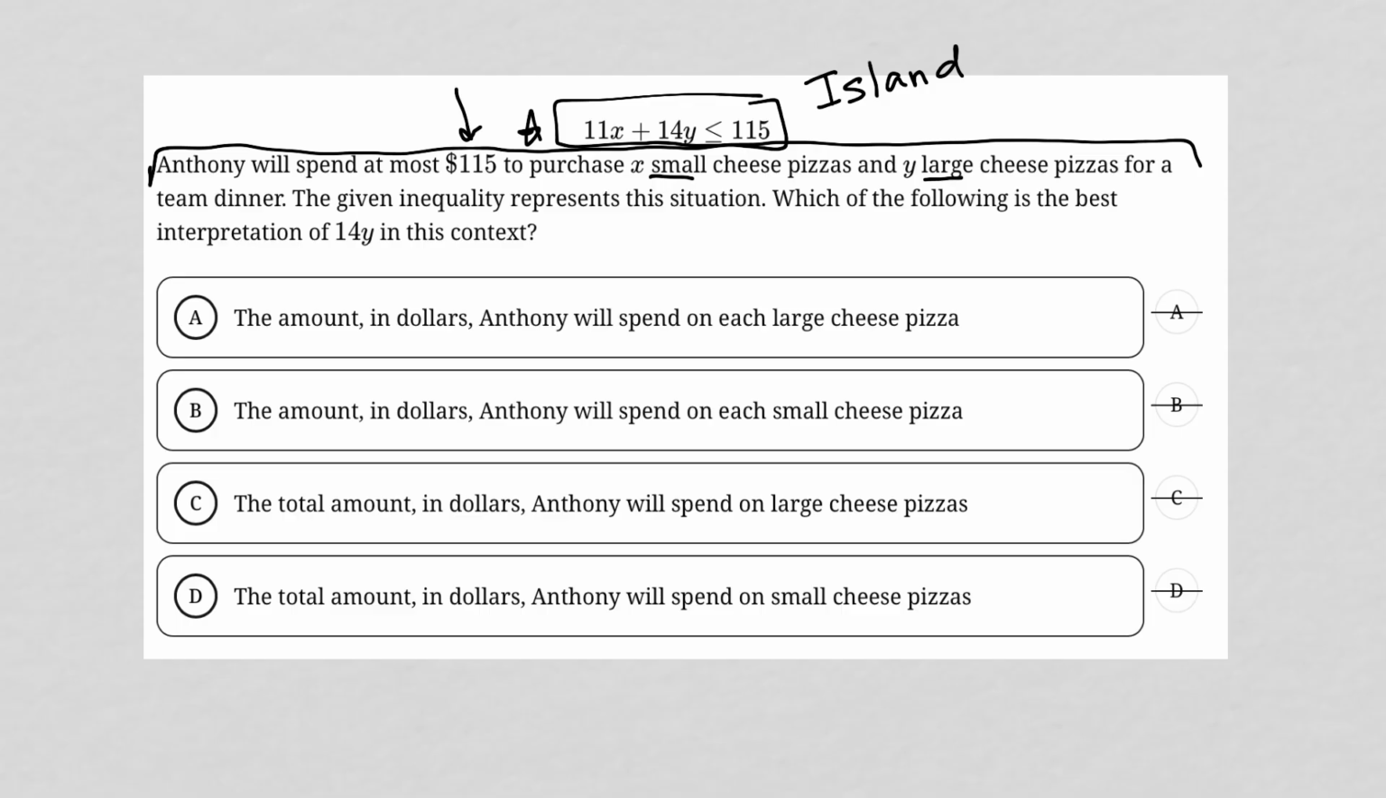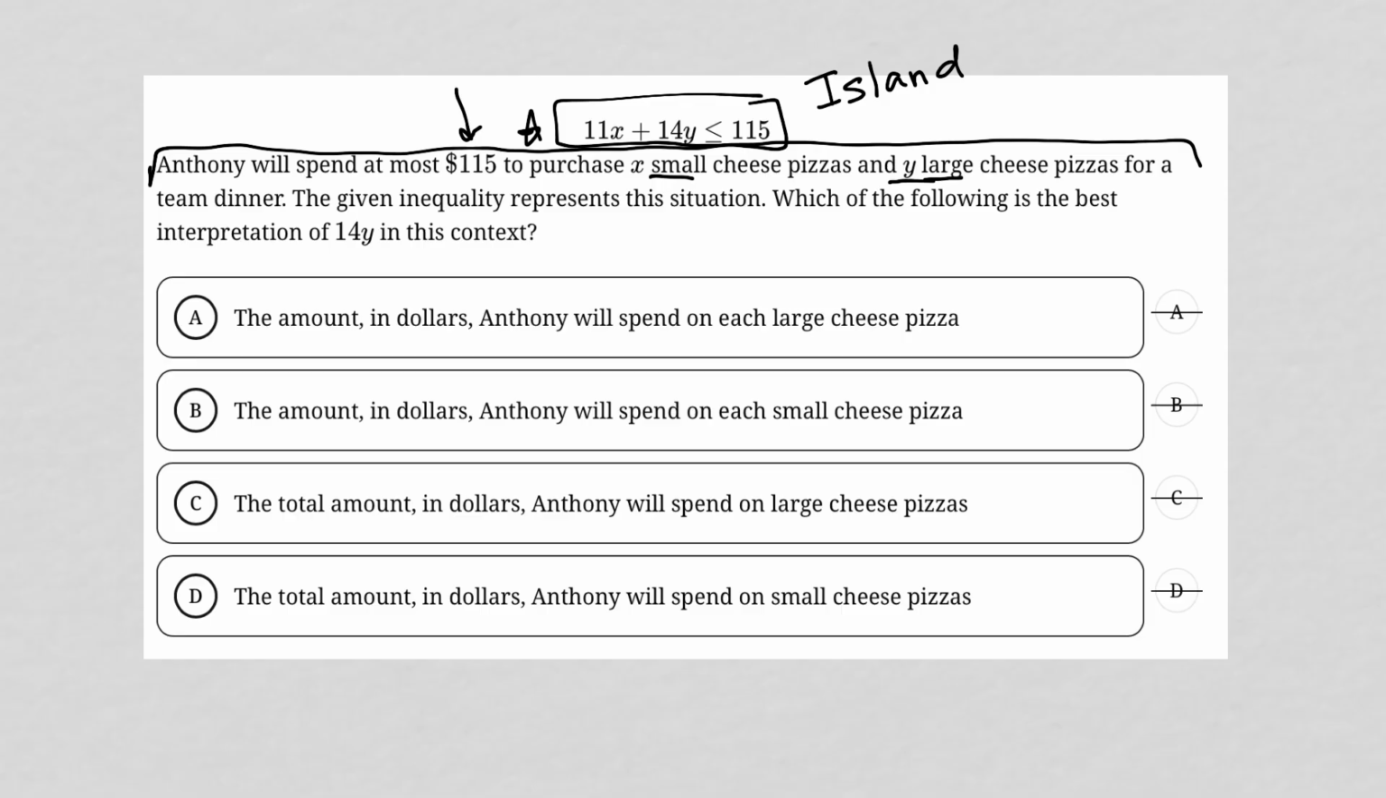Well, we know that y represents large pizzas, so our answer has to involve large cheese pizzas. That's for sure, because x involves small cheese pizzas. But how about the 14? Because everything in this inequality has to do with money, the 115 is the dollar amount that is the cap Anthony will spend. Then the other numbers here, the 11 and the 14, have to also do with money. So I'm going to assume that the 14 in front of the y represents the cost of a large pizza, that each pizza is $14.